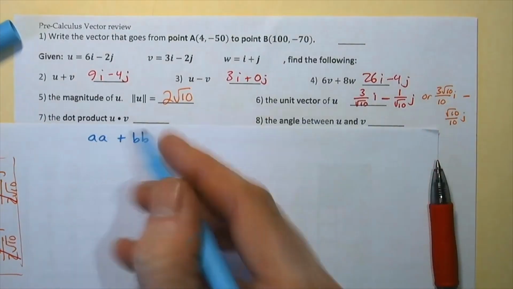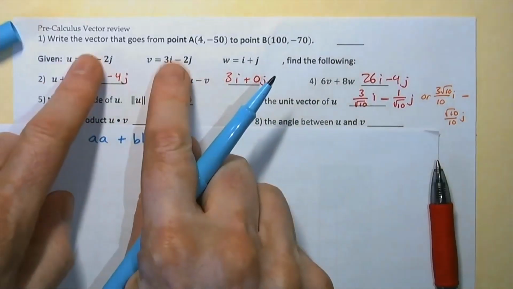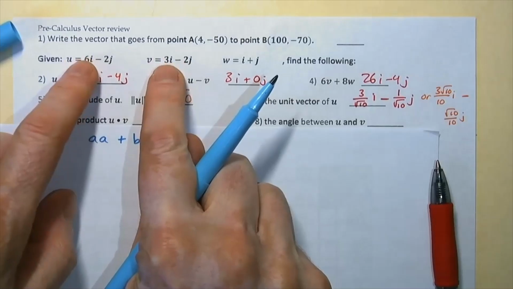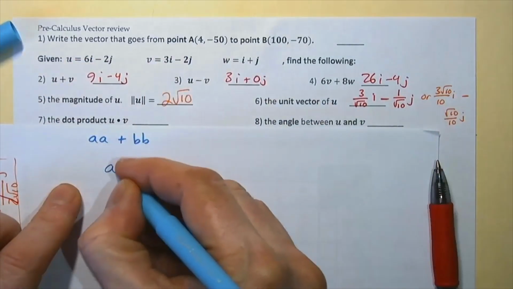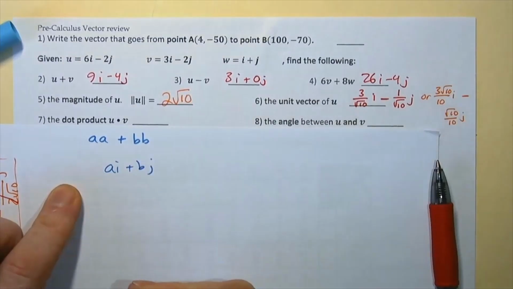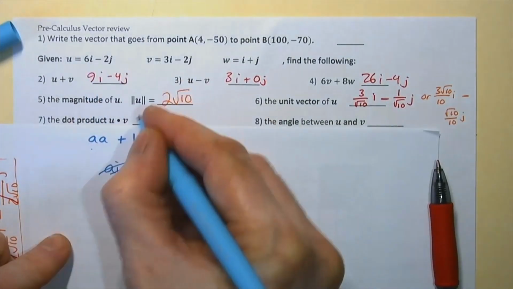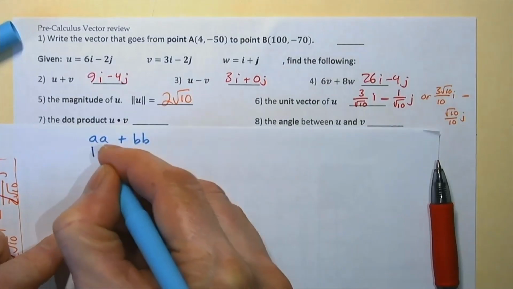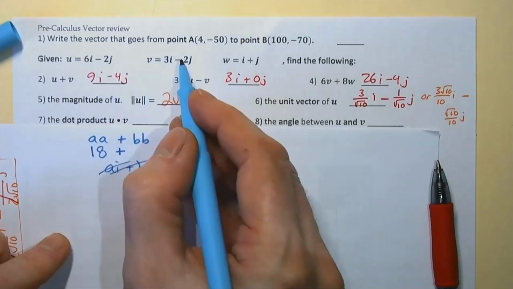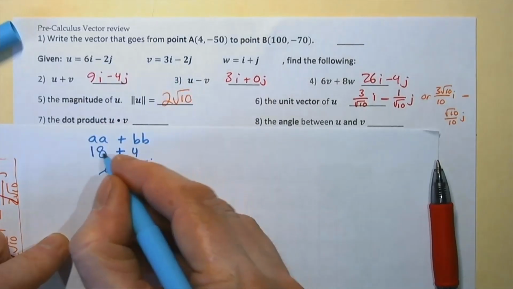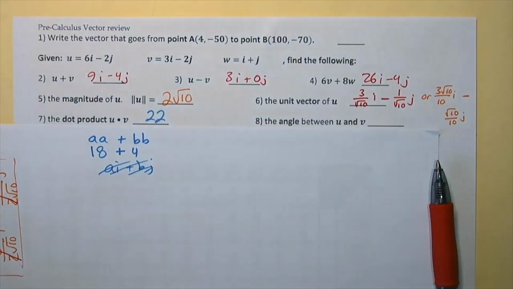Okay, dot product. So you do AA plus BB. You times them. We're going to do U and V again. So go 6 times 3. Those are the A's. I know the whole form of a vector is AI plus BJ. Okay, so AA, 6 times 3 is 18. And then -2 times -2 is positive 4. 18 plus 4, 22.